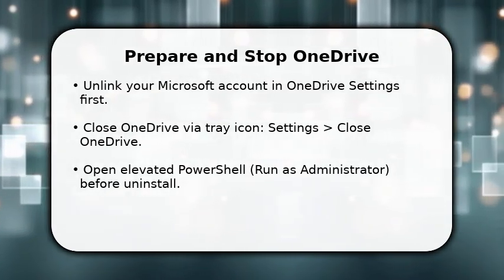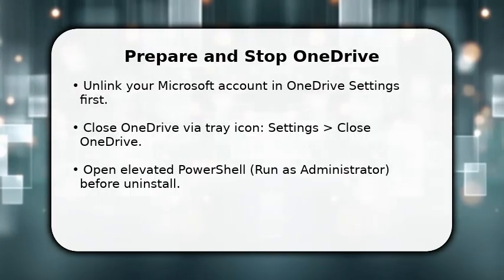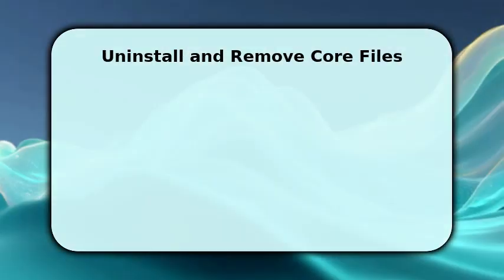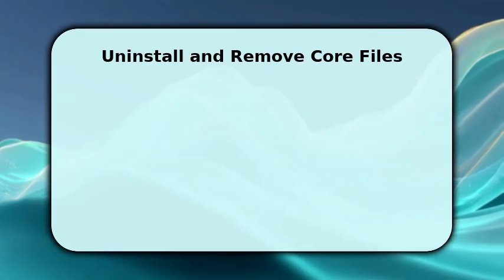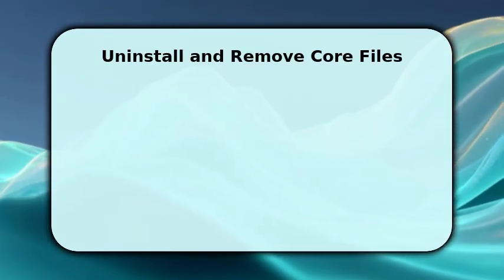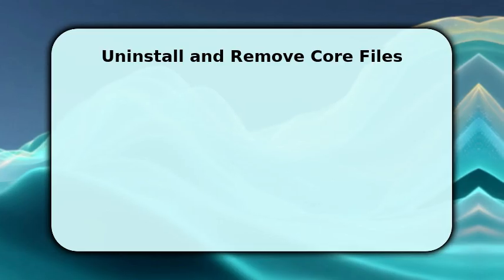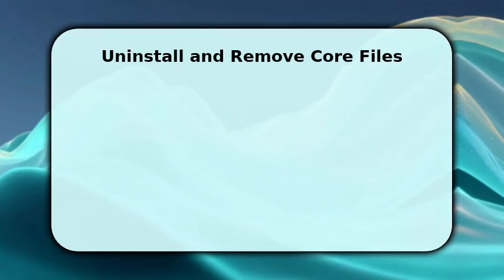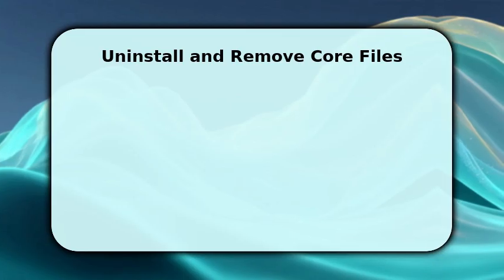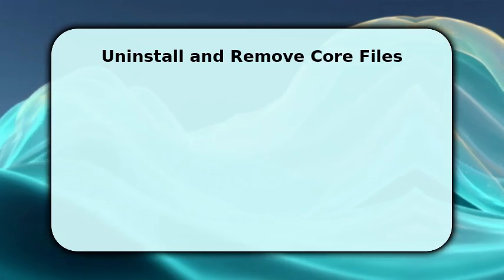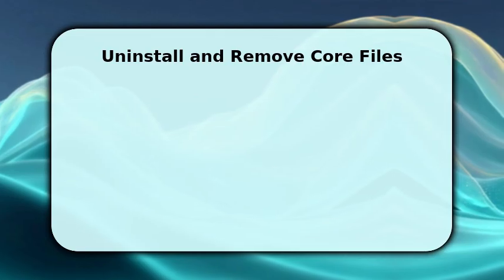You will remove the application and its core files. If available, go to Settings, Apps, Microsoft OneDrive and uninstall. Otherwise, in the admin PowerShell, run the OneDrive Setup uninstall command for your build. Once the app is gone, delete leftover folders in %localappdata% and in your user profile's OneDrive folder to free space.